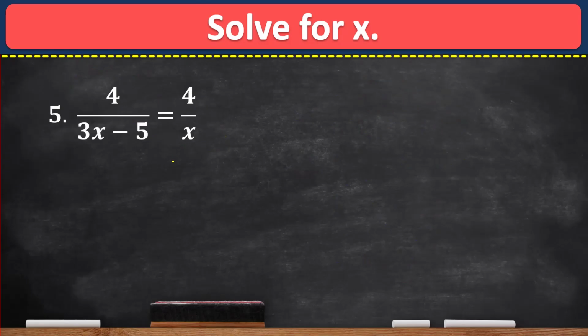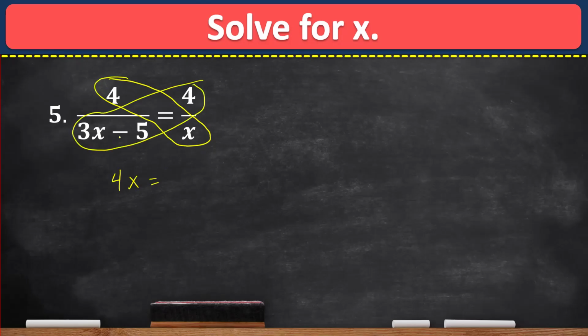Next, we have 4 over (3x minus 5) equals 4 over x. That's just repetition, cross multiply. 4 times x is 4x equals, we have (3x minus 5) times 4, distribute. 4 times 3x, we're going to have 12x. 4 times negative 5 is negative 20.